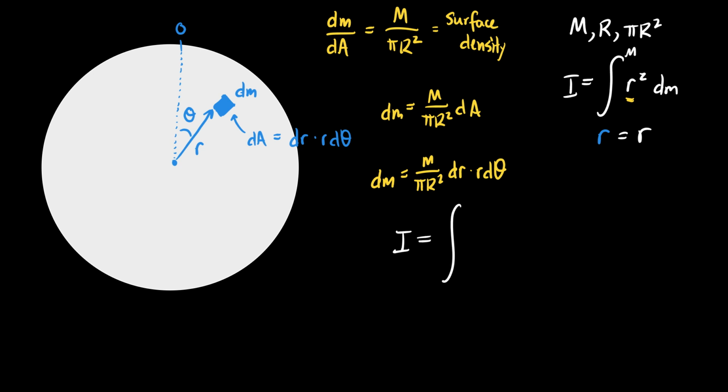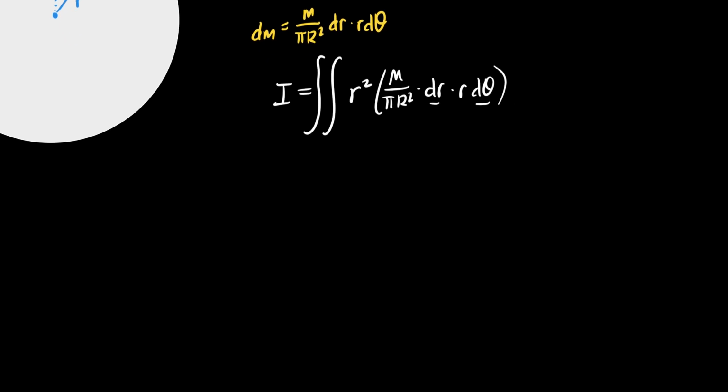I'll start with r squared. I'll substitute in for dm, m over pi r squared times dr times r d theta. I'll recognize I have two integrating variables, so I will put in my second summation to emphasize that we're summing over two sets of variables.